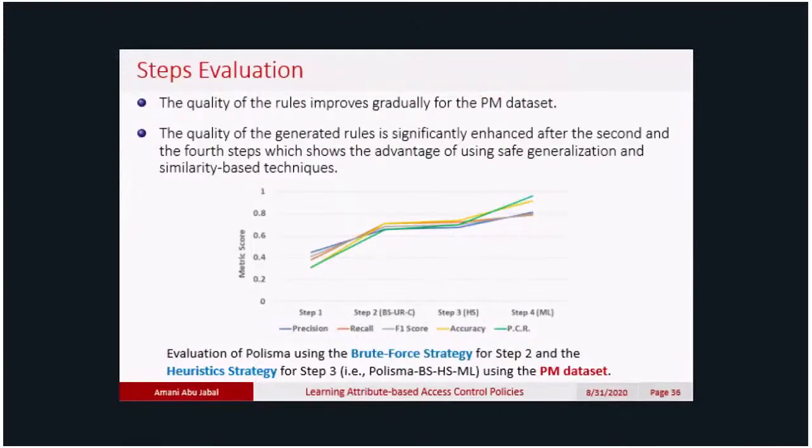This figure shows the evaluation of Polisma using the brute force strategy for step 2, and the heuristic strategy for step 3, using the Amazon and project management datasets. The quality of the rules improves gradually, as shown. But as we can see, the quality of generated rules is significantly enhanced after the second and fourth steps, which shows the advantage of using safe generalization and similarity-based techniques.